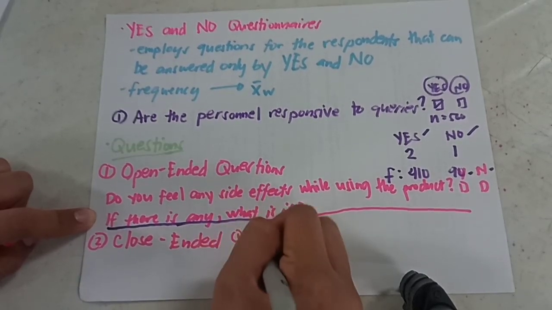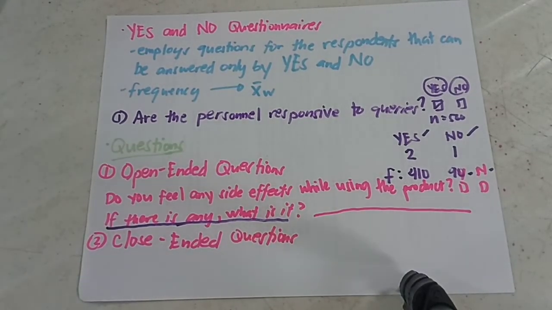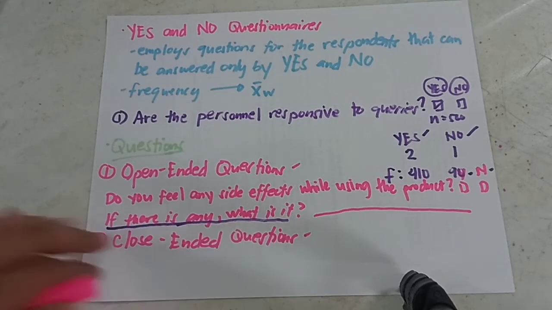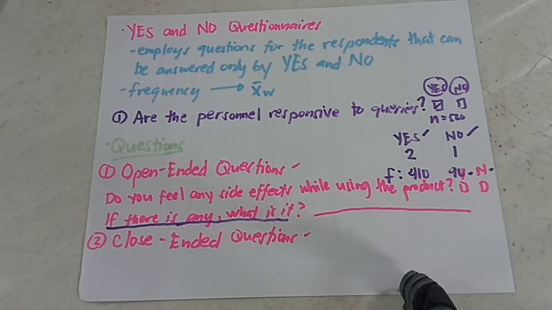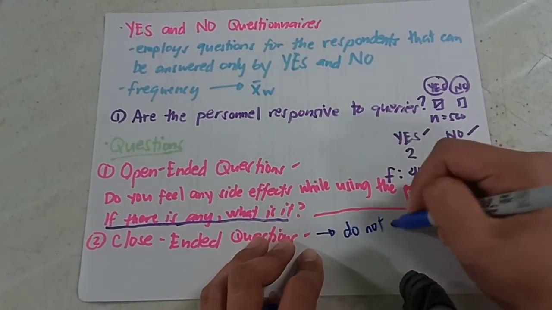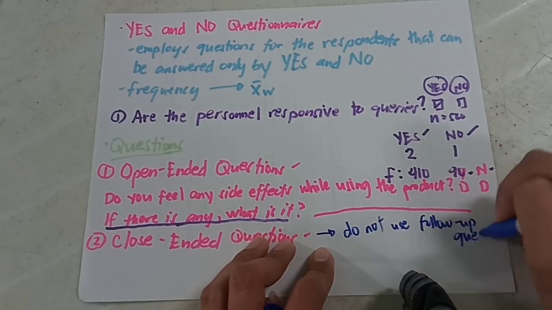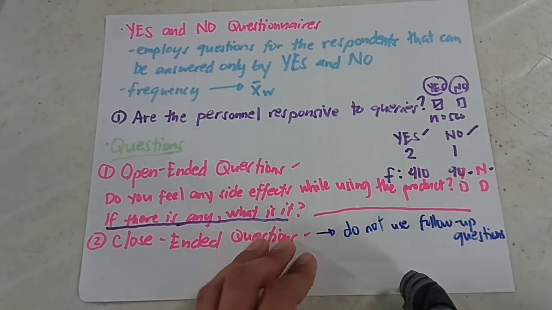Next. If we have open-ended questions, we have close-ended questions. So what are close-ended questions? These are questions that have options as well, like the open-ended questions. But the difference between open-ended and close-ended questions is that close-ended questions do not use follow-up questions. There are no follow-up questions in close-ended questions.